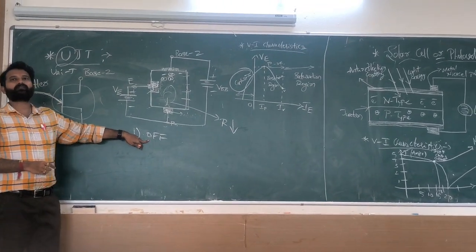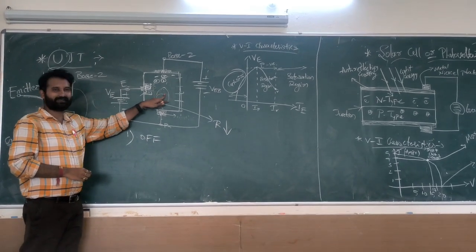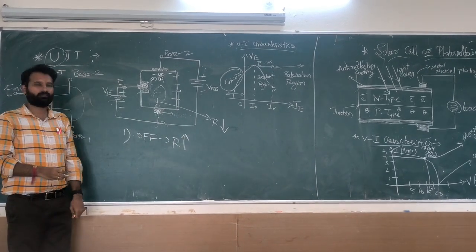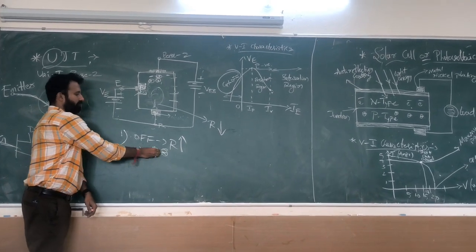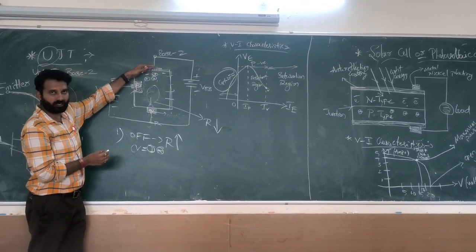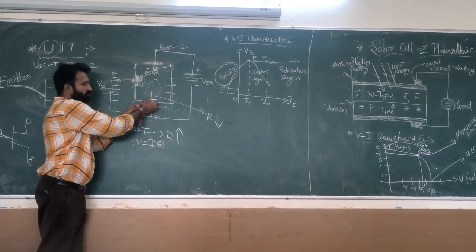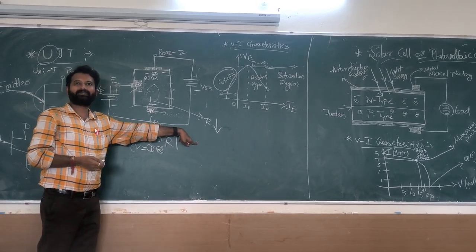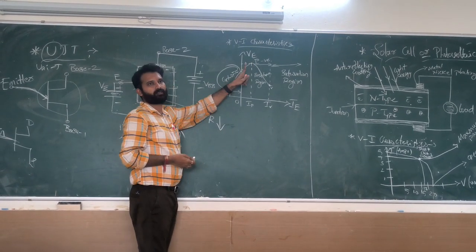When there is no applied voltage, what will happen to the resistance of the channel? Resistance will be high, because V is equal to IR. If the resistance is high, there is no current, no voltage. Now these holes repel from there and move to base 1, because this is the negative terminal. Positive and negative recombine. Resistance of the channel decreases and current increases.